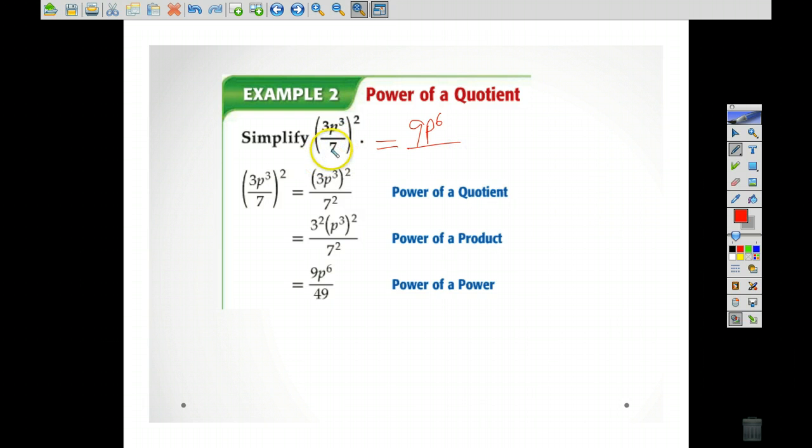Excuse me. 7, you can't forget the 7. It also has the power 2. 7 to the 2nd power. 7 times 7 is 49. And there's your answer. So you're applying the power to both the numerator and the denominator.